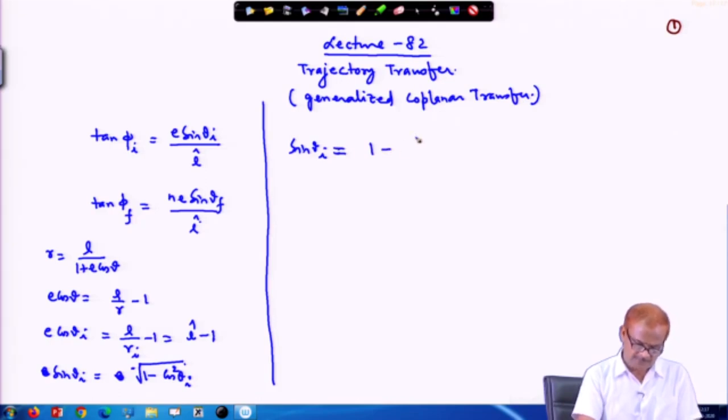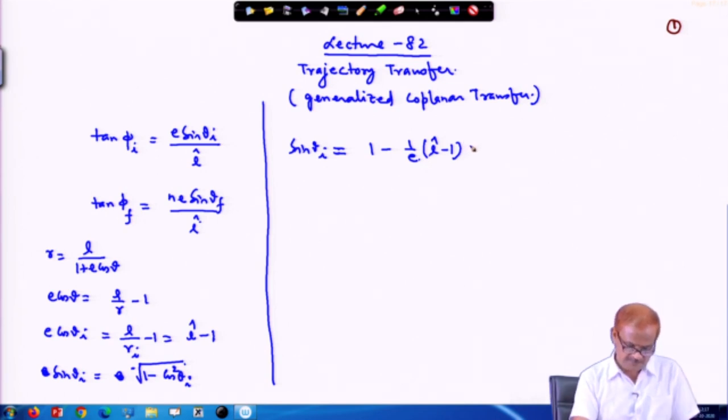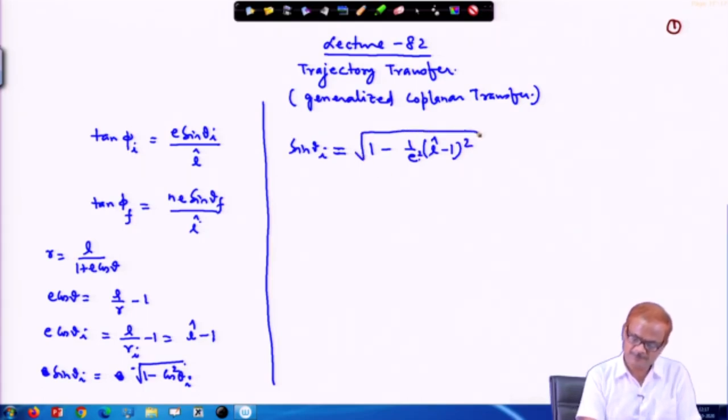Cos theta I is here in this case 1 by E times L cap minus 1. So, this will be a square, this also gets a square, and this under root. So, this is one part here, which we can write as 1 by E times E square minus L cap minus 1 whole square, under root.